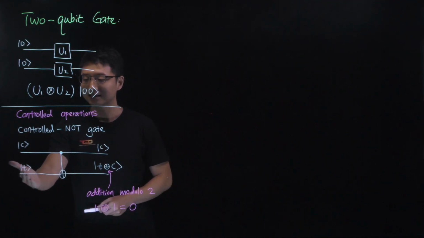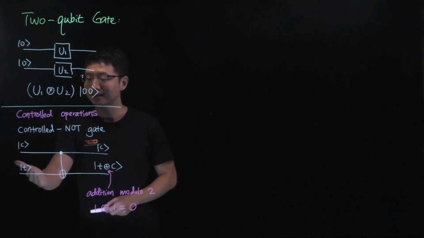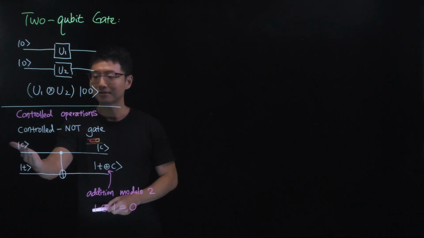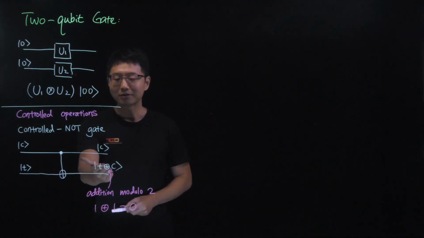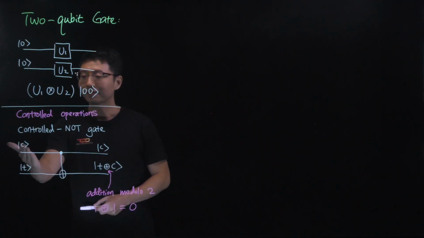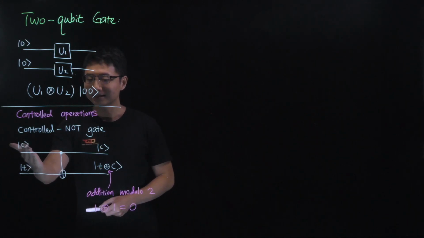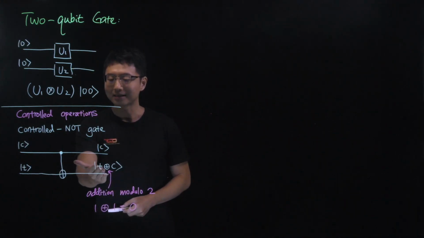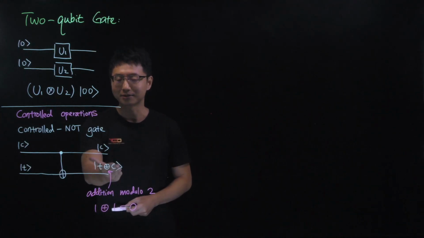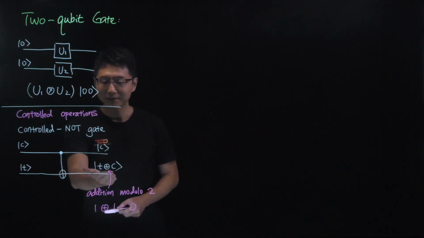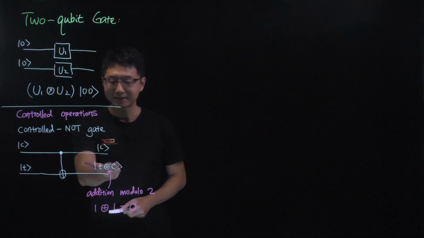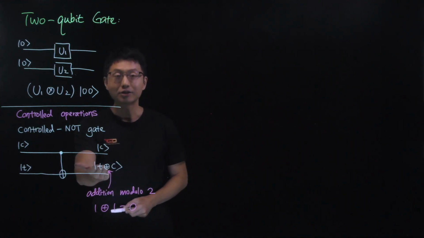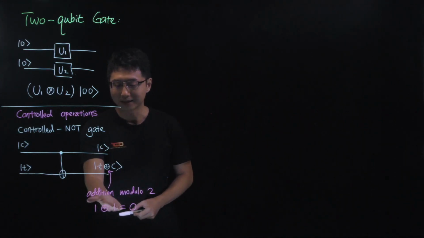However, for the target, as you can see, what happens is that if the control is in the 0 state, the target comes out unchanged. However, if the control is in the 1 state, then the target state is flipped from 0 to 1 and 1 to 0. So mathematically, we write T addition C modulo 2, where this addition modulo 2 means 1 plus 1 is equal to 0.